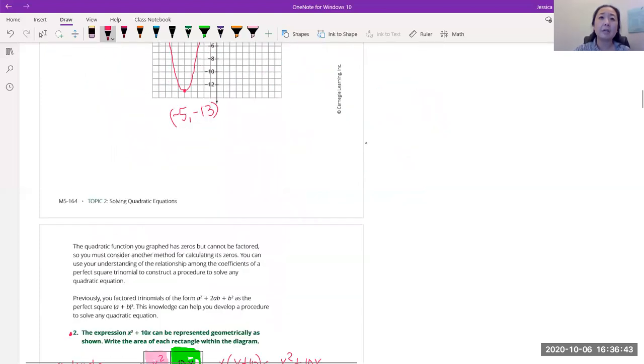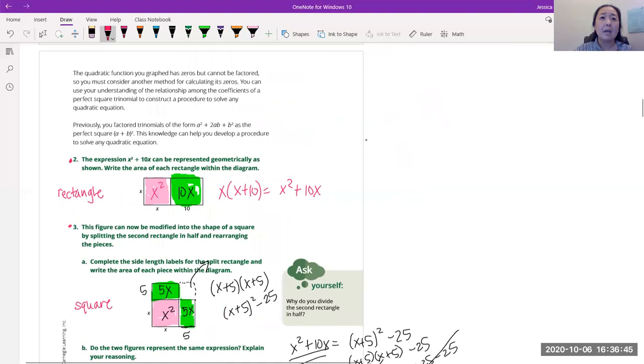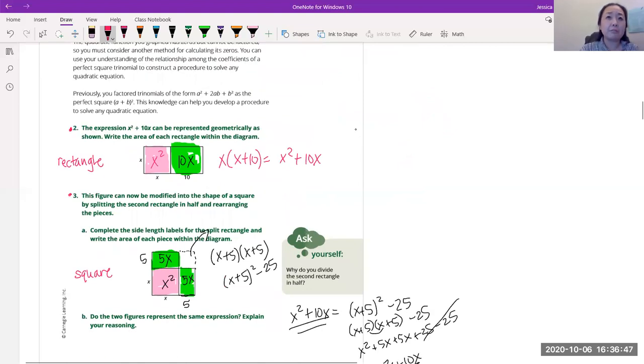All right, then we're going to go to the next page, number 2. If you notice this rectangle, it says the expression x squared plus 10x can be represented geometrically as shown. Write the area of each rectangle within the diagram, which is what we did. We know the x squared is here and the 10x is here, and I represented them using those colors.